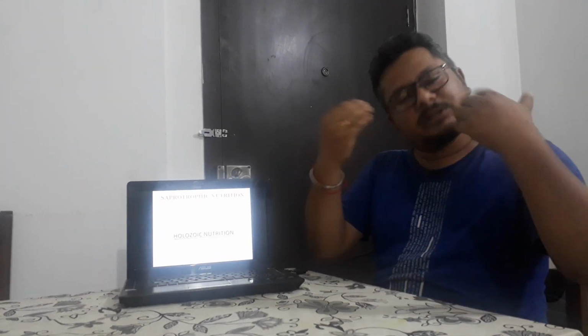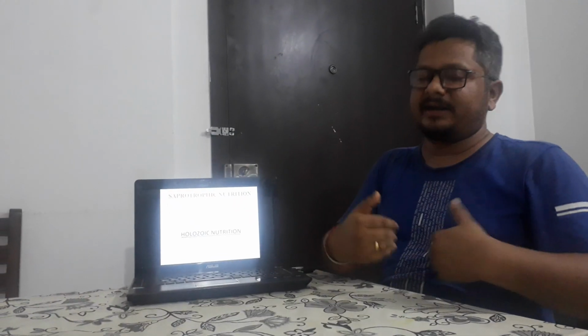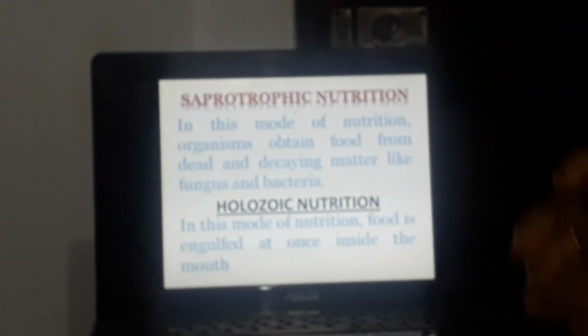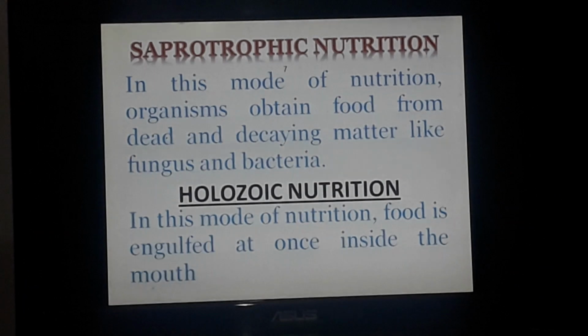So the holozoic mode of nutrition is such a mode of nutrition where food is engulfed, where food is ingested by the organism inside the mouth, and the entire process then takes place inside the body. That is the mechanism of holozoic, that is taking the food at once inside the mouth.